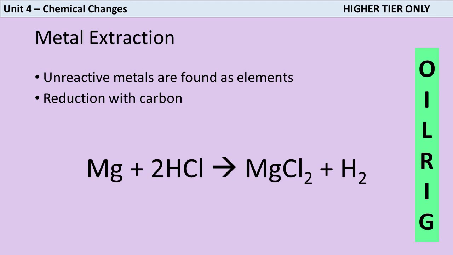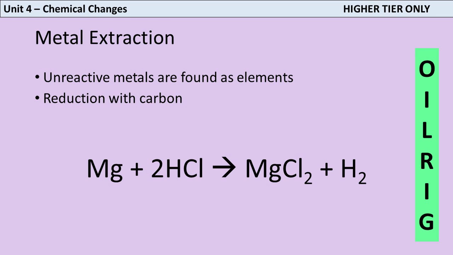If you're sitting the higher tier, then you need to be able to say, in terms of electrons, whether a reaction is an oxidation reaction or a reduction reaction. The way to remember this is OILRIG, which stands for oxidation is loss of electrons, reduction is gain of electrons.